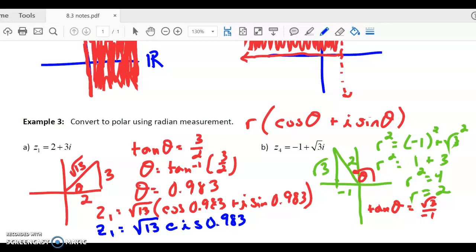Hopefully, you don't have to use your calculator to figure this out, and you recognize that with 2, -1, and rad 3, this would be a pi over 3 special angle. So theta is going to be 2 pi over 3. So therefore, our final answer is that z to the fourth, or z sub 4, sorry, I keep saying that, is 2 cis 2 pi over 3.